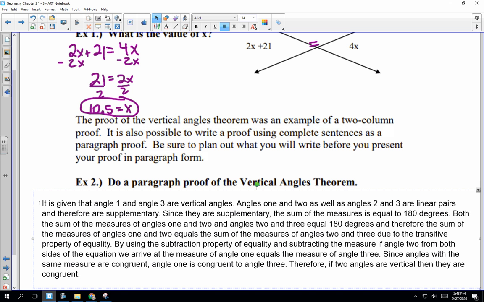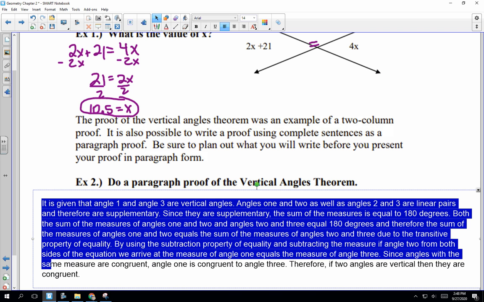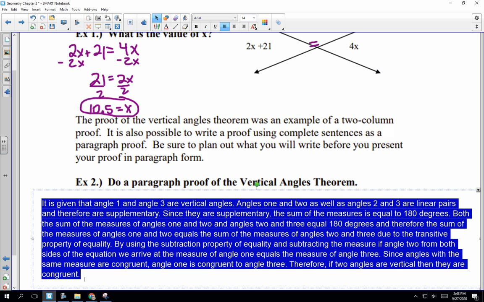So all I did was take the 6 steps from our previous two-column proof and make it into a paragraph. So I just made it into English sentences. It's kind of like when you write on a check 253, it's not the number form, but the word form.